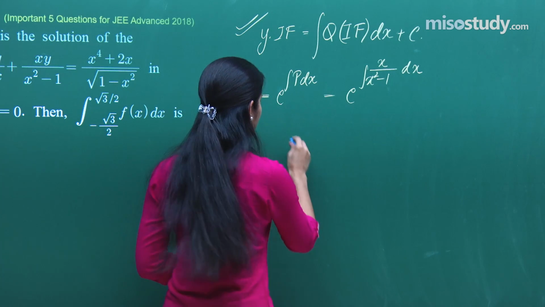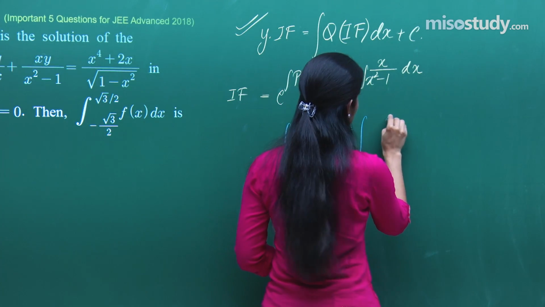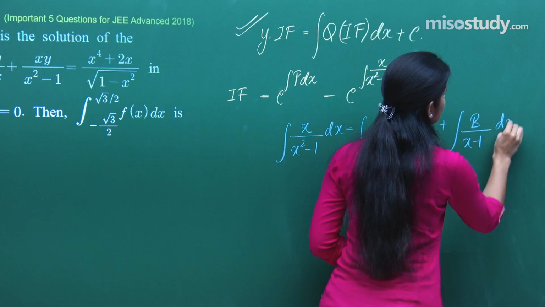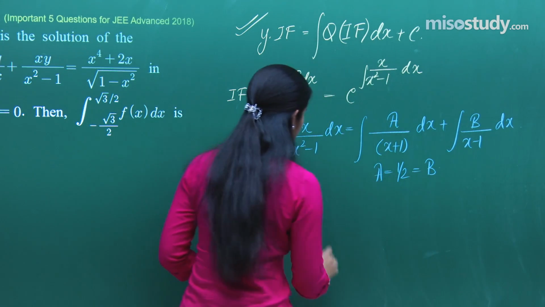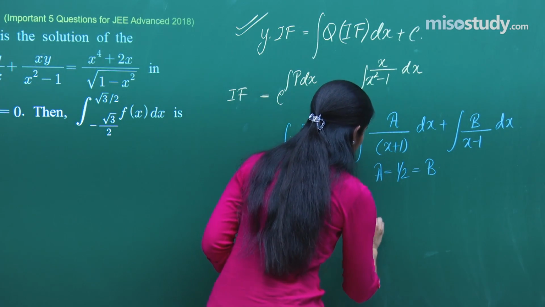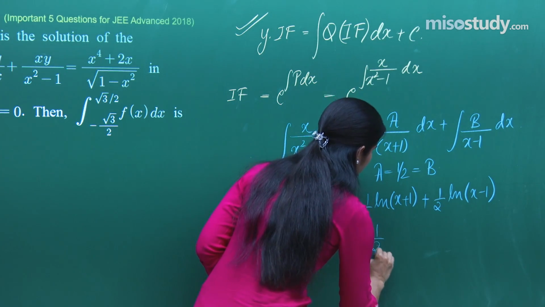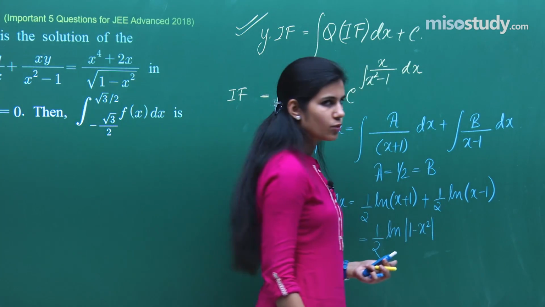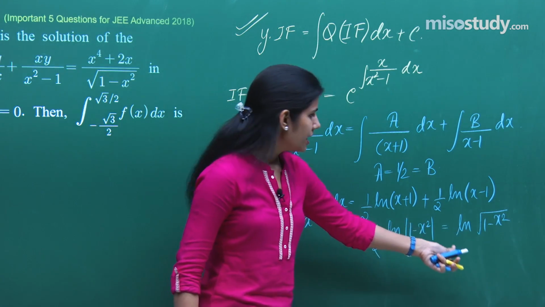Now see, separately if I try to show you, you can apply the partial fraction technique. It will be integration a upon x plus 1 dx plus integration b upon x minus 1 dx. Very easily you can see you are going to get a equals half and b equals half, and therefore integration of x upon x square minus 1 will be 1 by 2 ln|x plus 1| plus again 1 by 2 ln|x minus 1|, which is going to give you 1 by 2 ln of (x plus 1) into (x minus 1), which is x square minus 1, and inside the mod sign I can also write it as 1 minus x square. And by the property of log, I know this is ln root over 1 minus x square, because 1 by 2 is going to go above as the power.